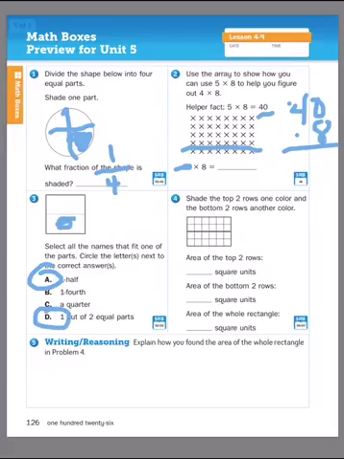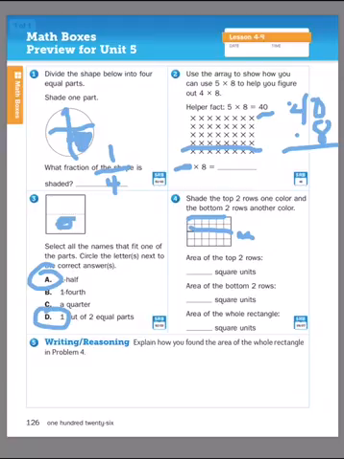Shade the top 2 rows one color and the bottom 2 rows another color. So boys and girls, you would take your colored pencils or your crayons and color the first 2 rows up here one color, and I can't do this with the program I'm using, and then these 2 rows down here would be a different color.